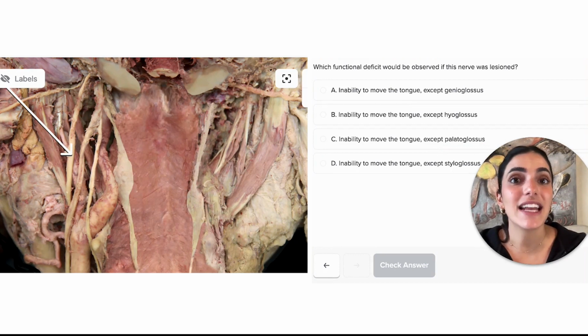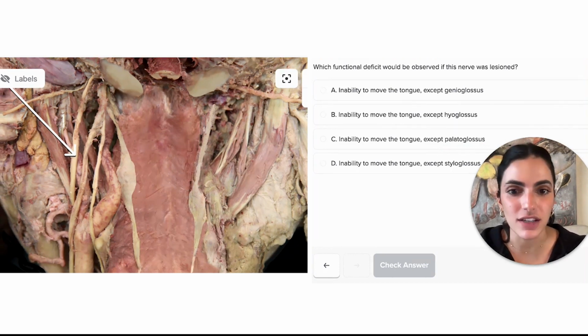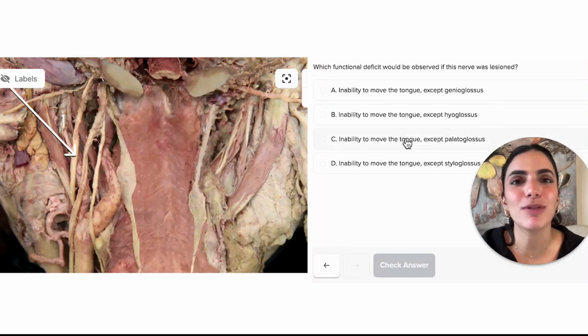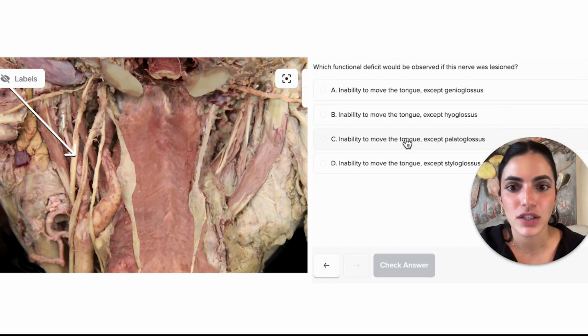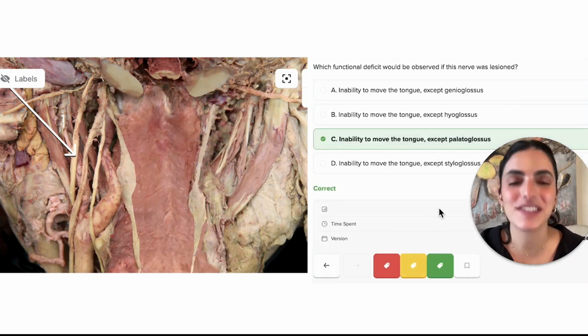So that being said, if the hypoglossal nerve was lesioned, we would then have the inability to move the tongue. However, palatoglossus will still be able to function because it receives different innervation from the vagus nerve. Let's check our answer here. So C is the correct answer.